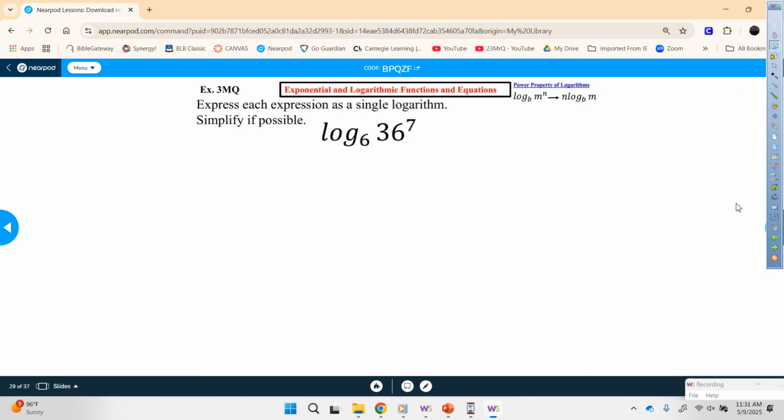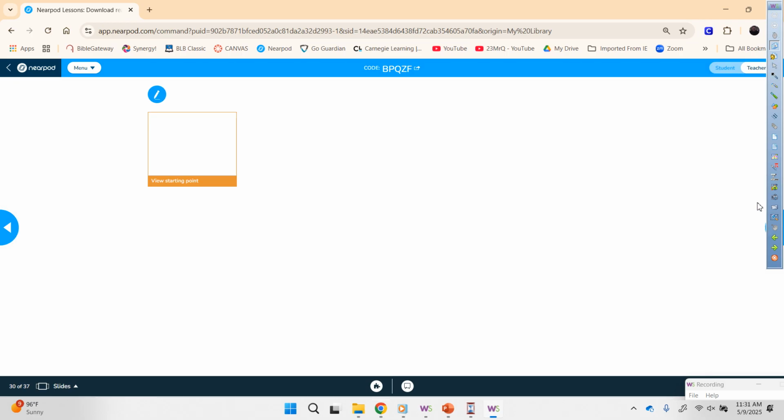Oh, I have one more, my bad. Last one, sorry. Example 3 mega Q, log 6, 36 to the 7th. And send that in as soon as you're done.